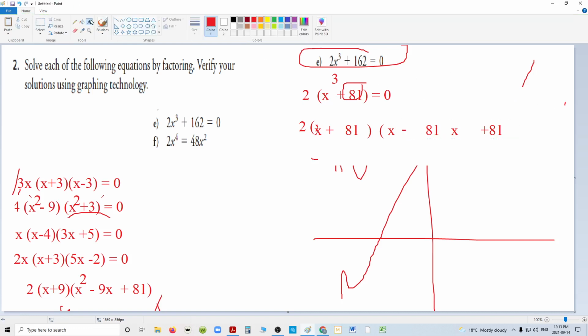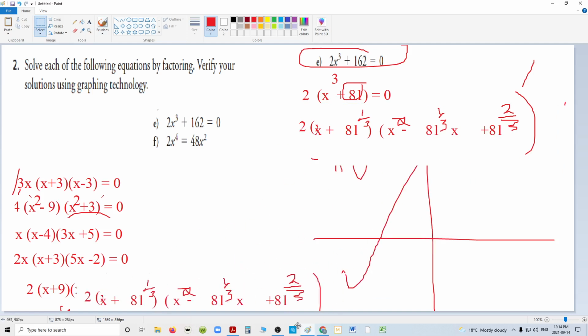If I'm going to do it like fractions, it would be 81 to the third, 81 to the third times x. This is x squared. And this last one would be the square of the cube root, like that. Now, I don't know if that's going to be in the book like that. Be great if it is.